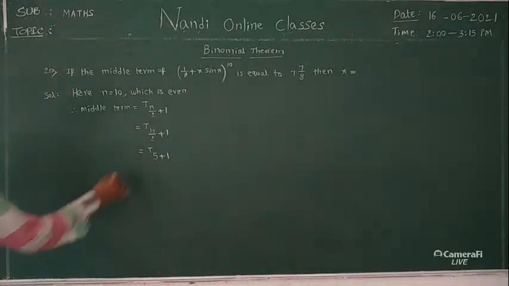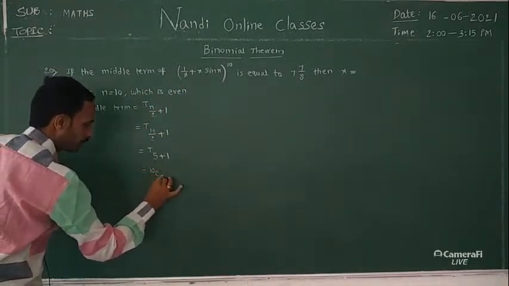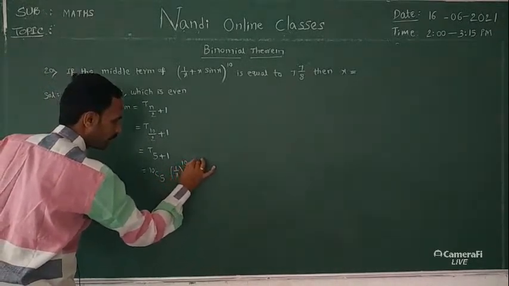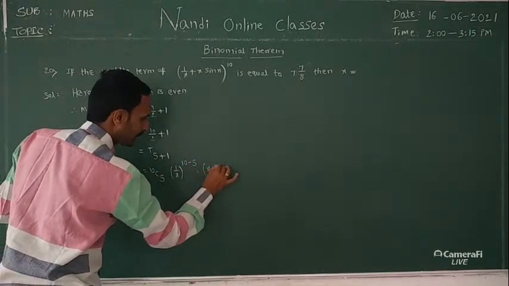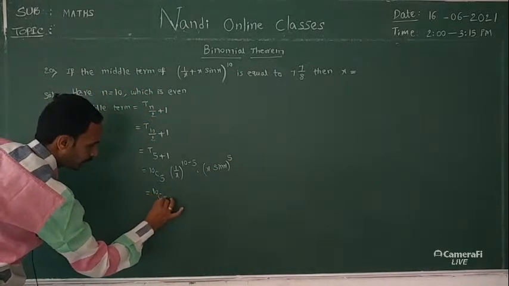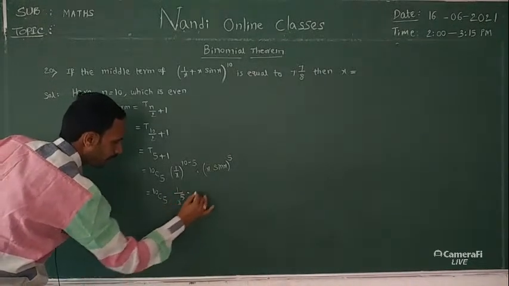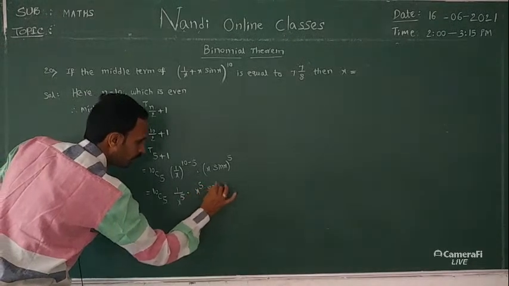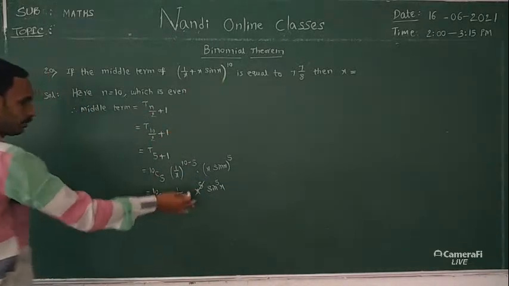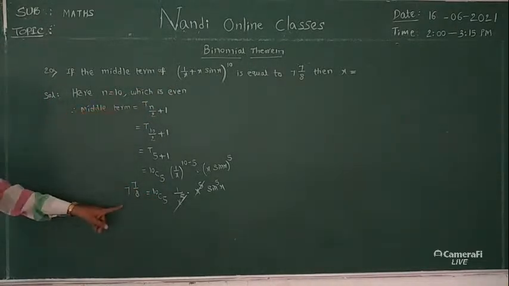To find it, it is in the form T(r+1), formula nCr x^(n-r) y^r, so 10C5 (1/x)^(n-5) (x sin x)^5, right, is equal to 10C5 into (1/x)^5, take power to each term, x^5 into sin^5 x. Here x^5 cancels. They only given the middle term, the middle term is 7/8. This is according to the data, the middle term.